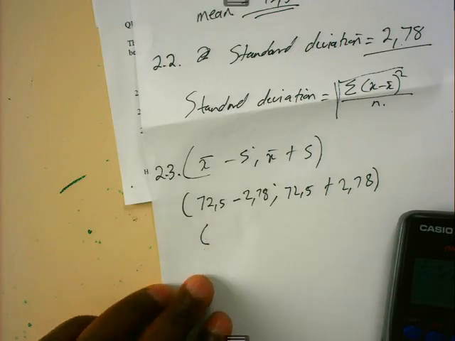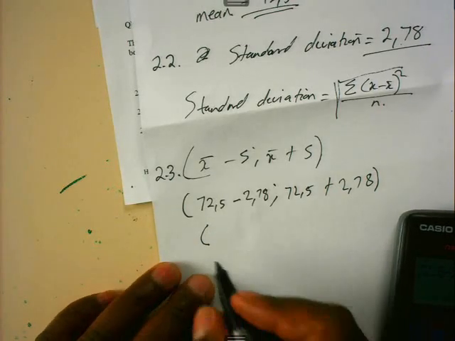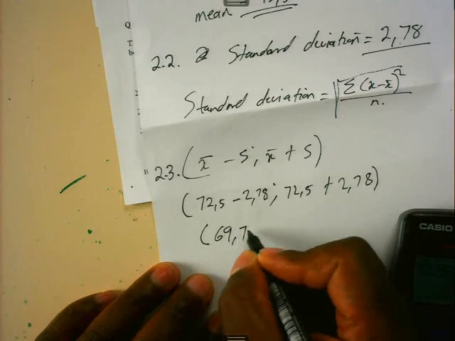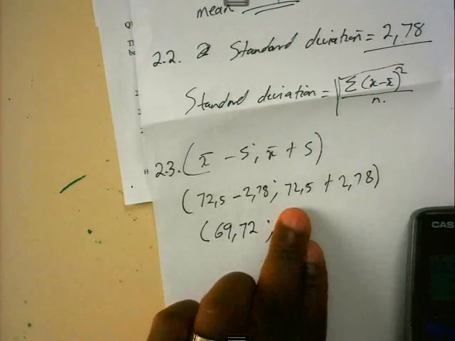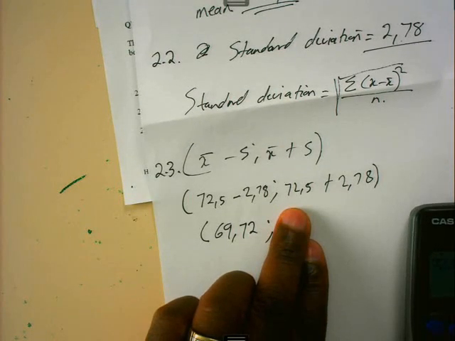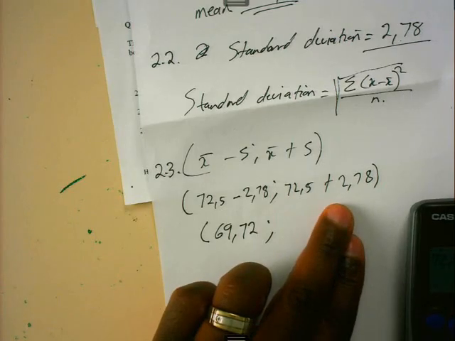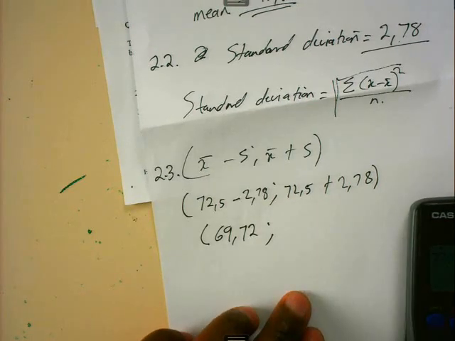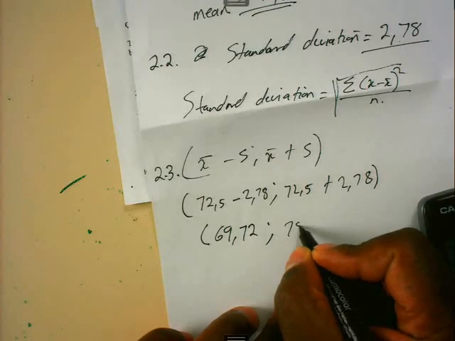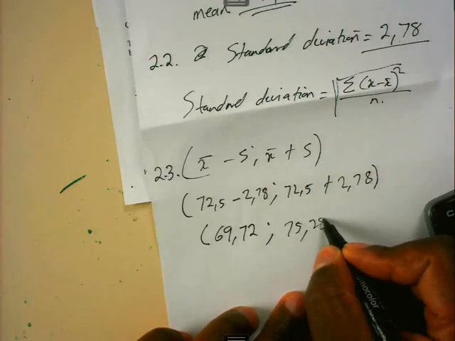I think the answer that we get is 69.72. Let's check 72.5 plus 2.78. Let's check the answer that we get. The answer is 75.28. Thank you.